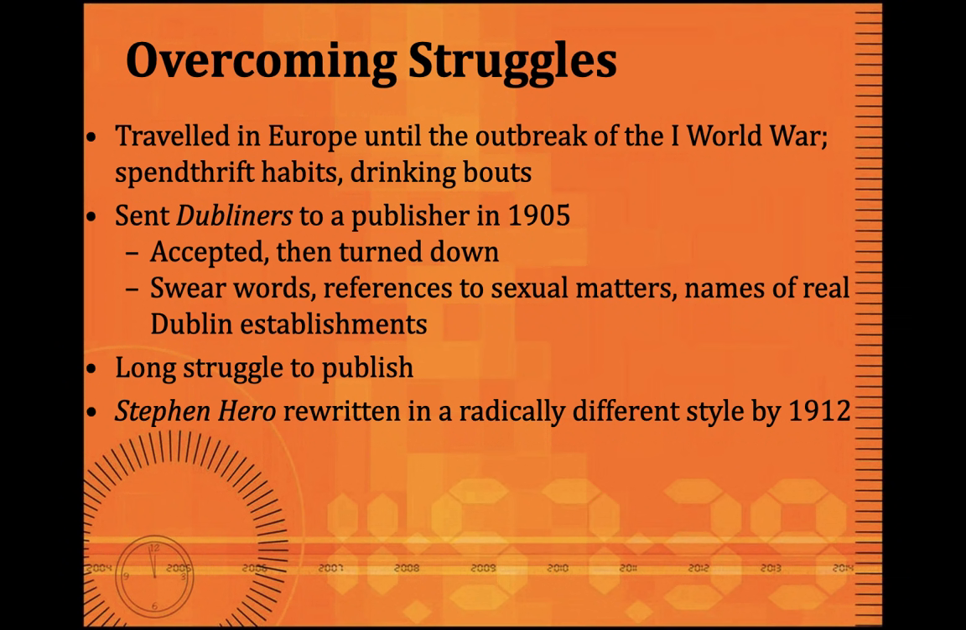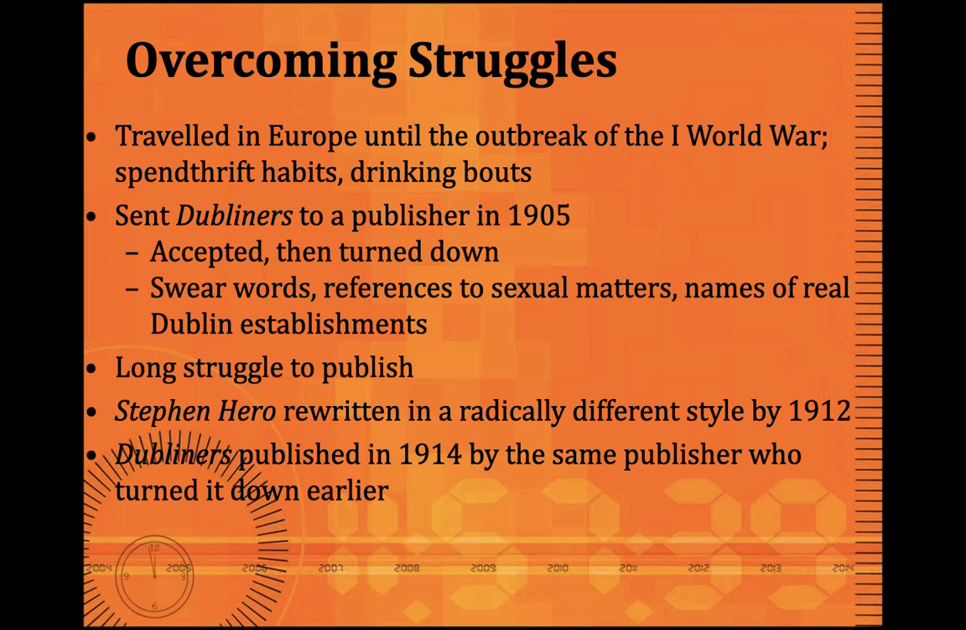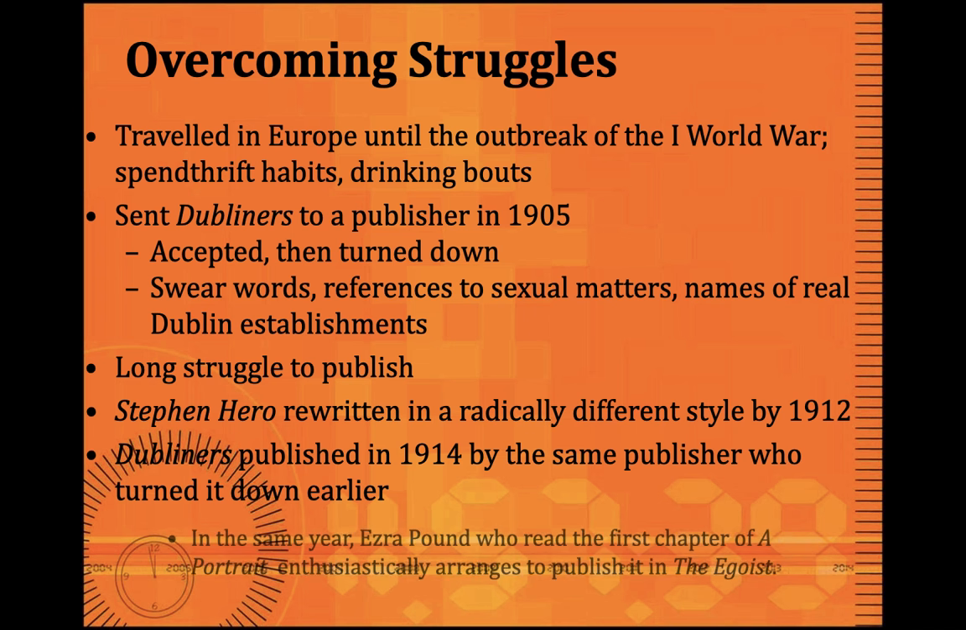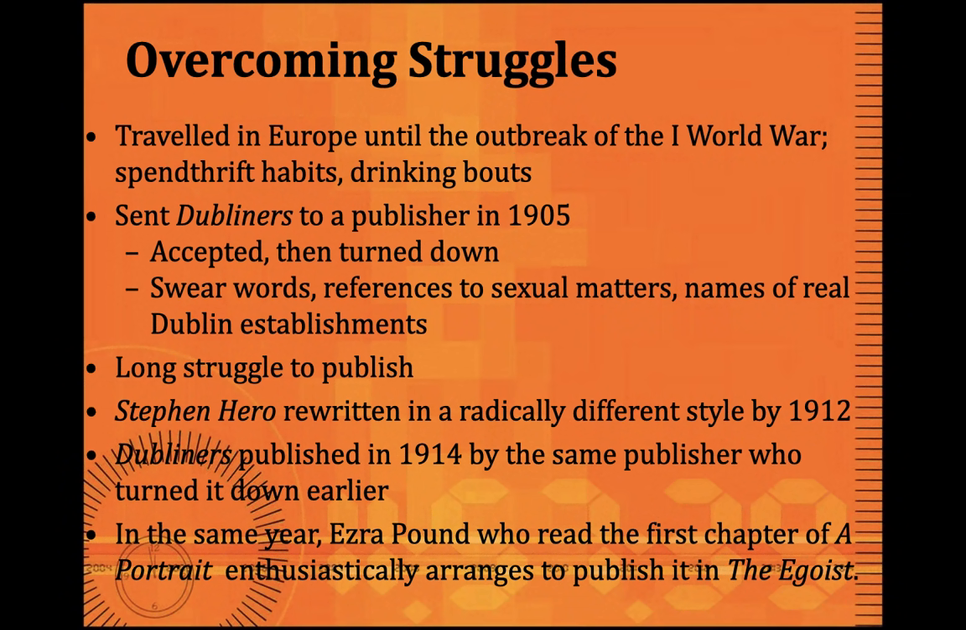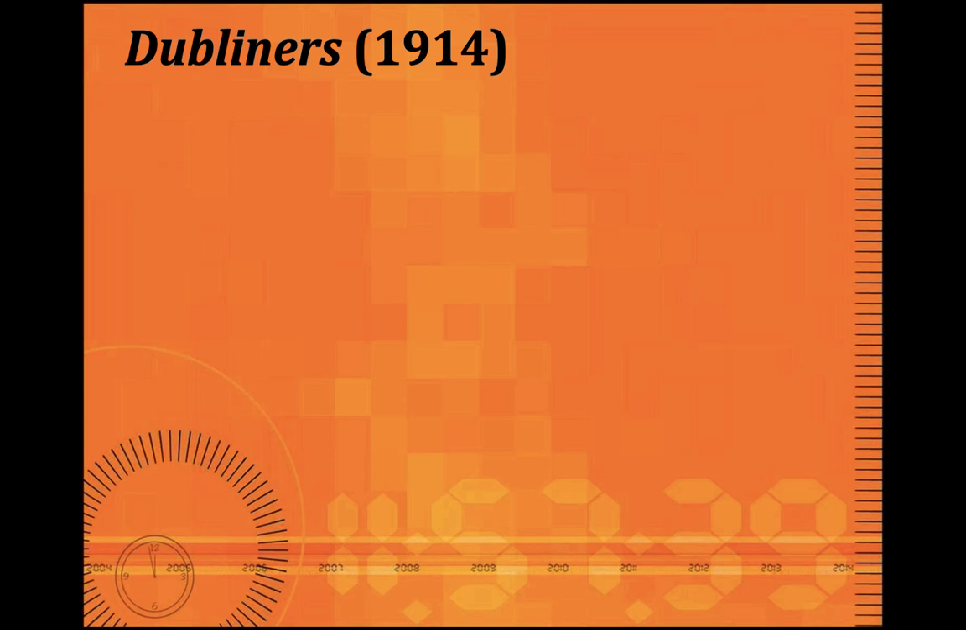Stephen Hero was rewritten in a radically different style by 1912. And Dubliners was finally published in 1914 by the same publisher who turned it down earlier. In the same year, Ezra Pound, who read the first chapter of A Portrait, realized the genius in the book and enthusiastically arranged to publish it in The Egoist, a famous journal. A Portrait of the Artist as a Young Man first appeared in The Egoist serially.